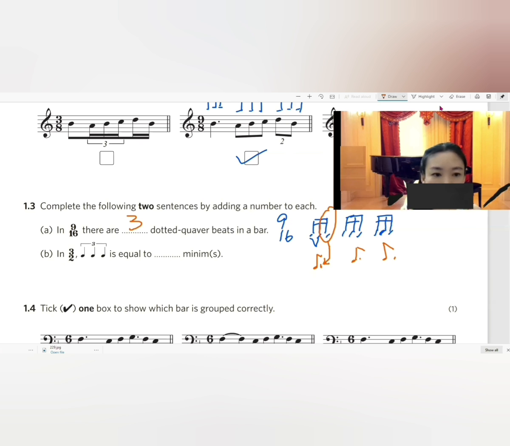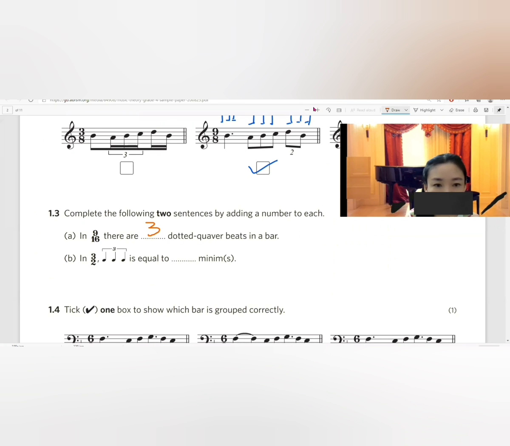Next one, 3/2 is equal to how many minims? Let's find out. When there are triplets and below the triplets there are 3 notes with the same value, it means that the value for the last note will not be counted. So the actual value is just 1 plus 1, which is 2. Okay, so 2 counts is 1 minim. So in this case, the answer is 1.